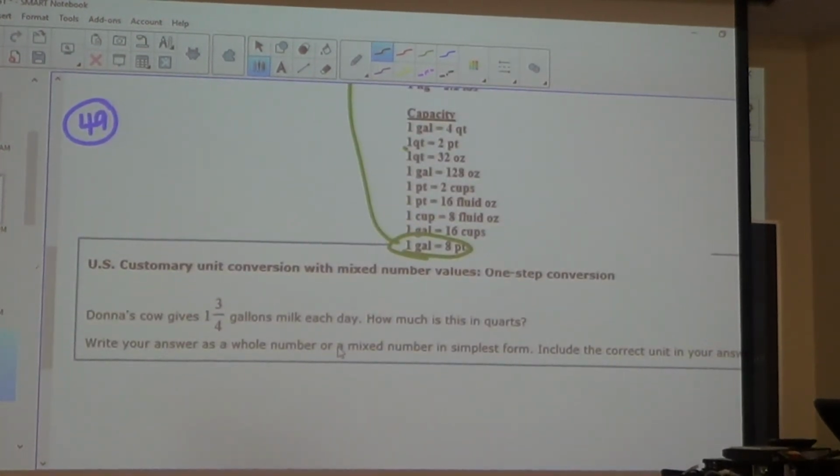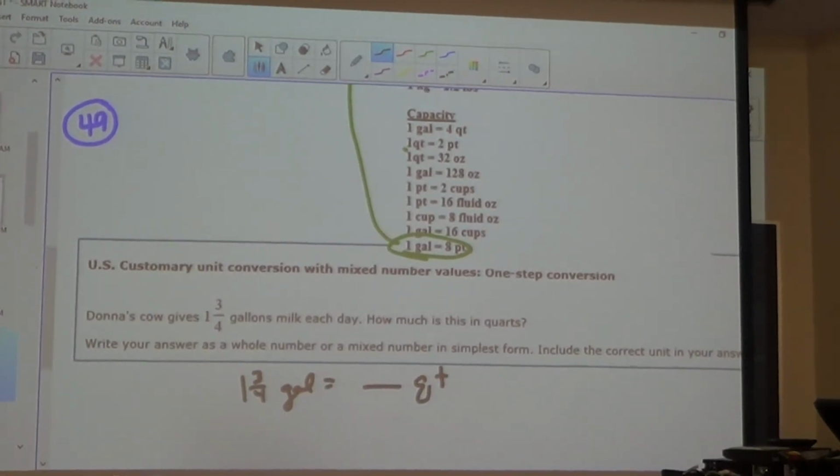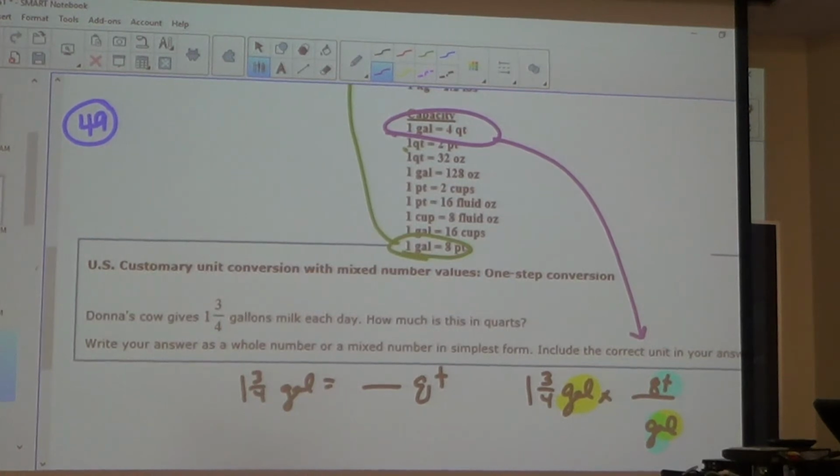This one says 1 3/4 gallons equals how many quarts? So I'm going to do 1 3/4 gallons times my conversion fraction. What units go on the bottom? Gallons. Gallons go on the bottom, and quarts go on the top. Do you see a gallon-quart conversion? Yes. 1 gallon is 4 quarts.